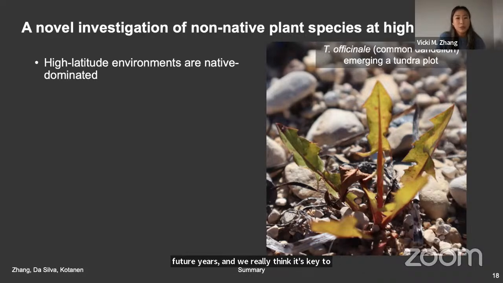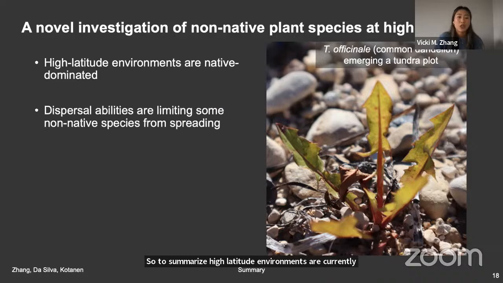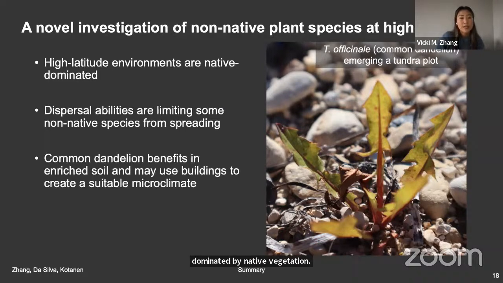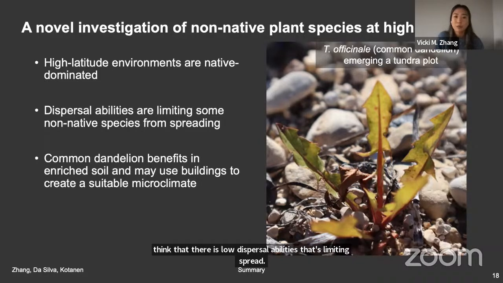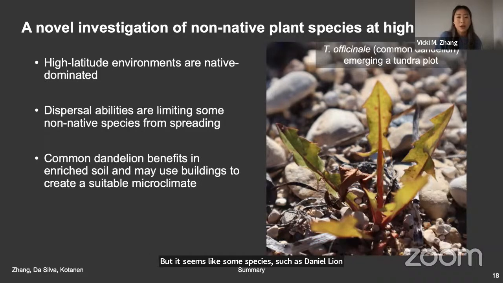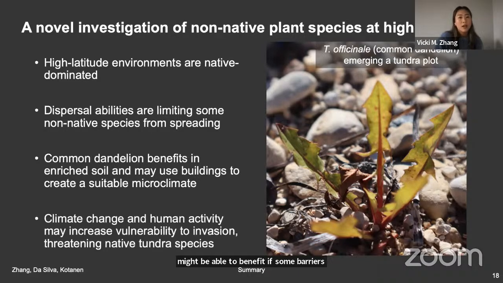So to summarize, high latitude environments are currently dominated by native vegetation. We think that there's low dispersal abilities that's limiting spread, but it seems like some species, such as dandelion, might be able to benefit if some barriers to invasions are removed. This is important because with climate change and increased human activity, this can make northern ecosystems much more vulnerable to invasions. Anthropogenic stressors can increase invasion success, especially if there are vectors for seed dispersal or if there are buildings that can facilitate non-native species establishment. So Churchill could really be a hotspot for future invasions.